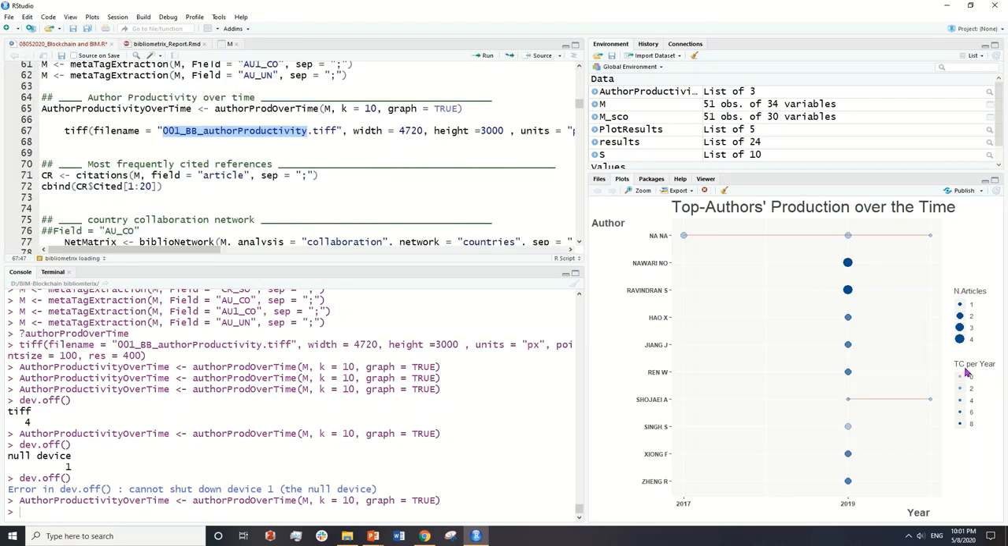Then the next thing in the legend is TC per year. TC means total citation. You can see it's colorized. So the lighter the color, the more transparent, the fewer the citations per year. To make an example, the author Navari, in 2019 has 4 publications and it is cited 8 times. That's how you infer this specific graph. So for now this graph, we're done with it.